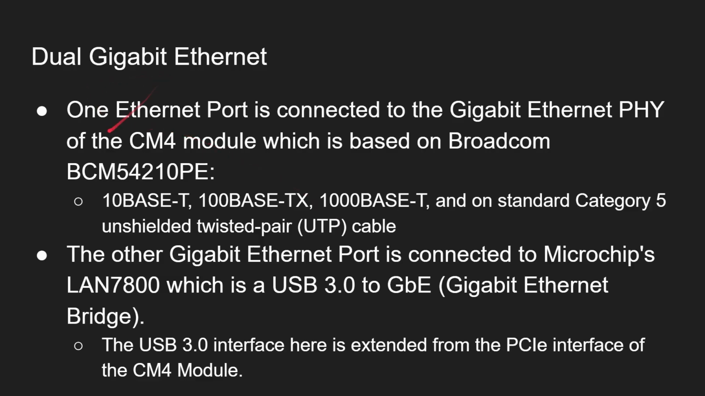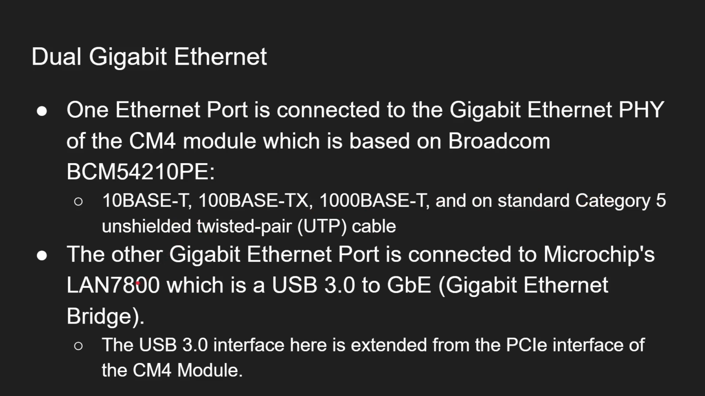Of the dual gigabit, one Ethernet port is connected to the gigabit Ethernet physical connection of the CM4 module, which is based on the Broadcom BCM54210PE, which is basically a 1000BASE-T network chip, and that works on standard category 5 unshielded twisted pair cable, so basically an Ethernet cable.